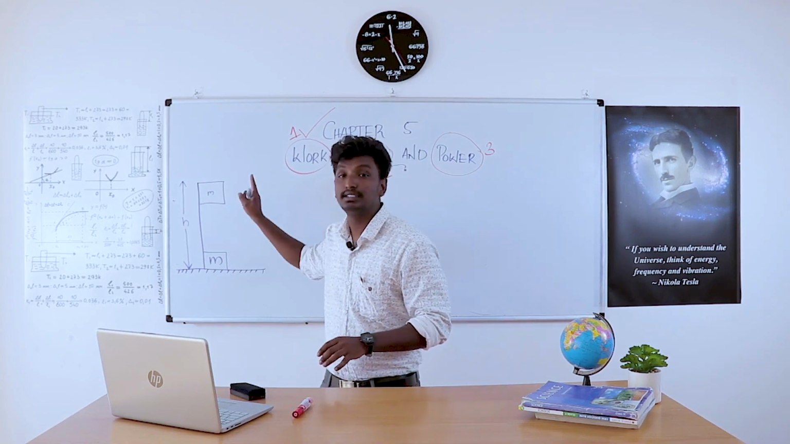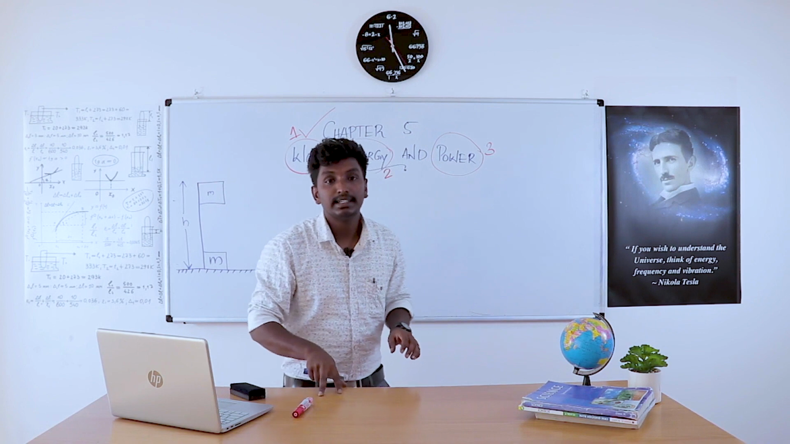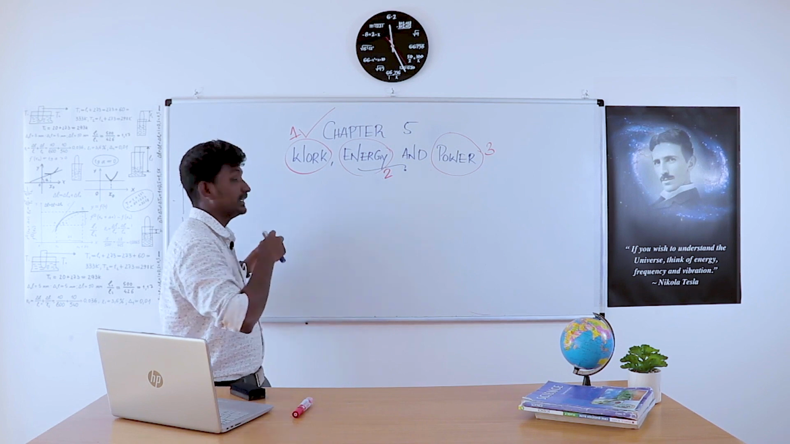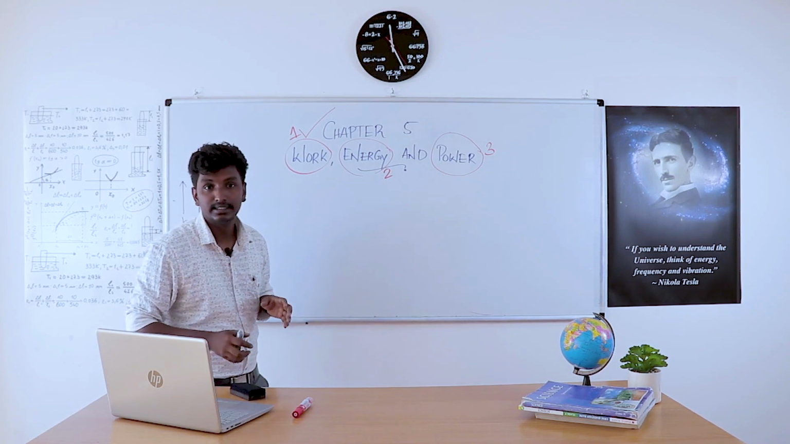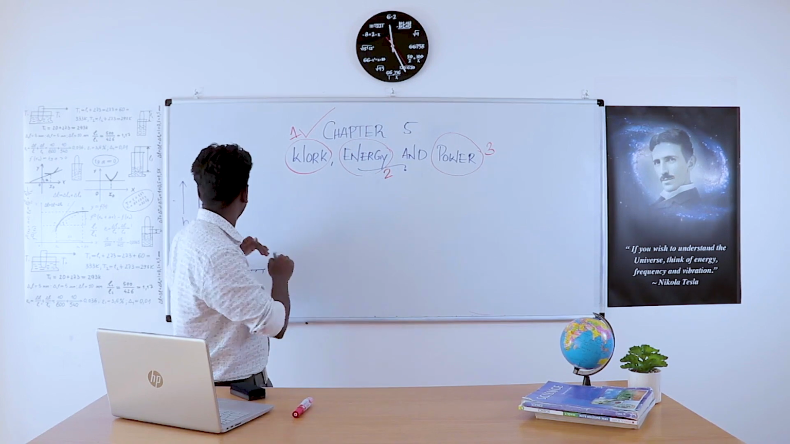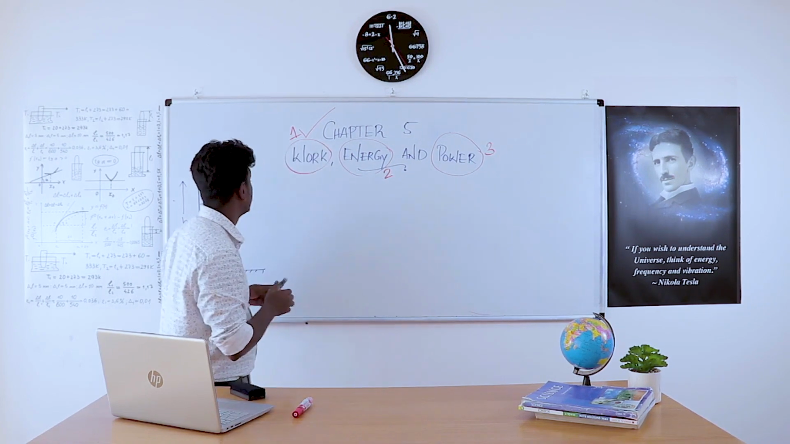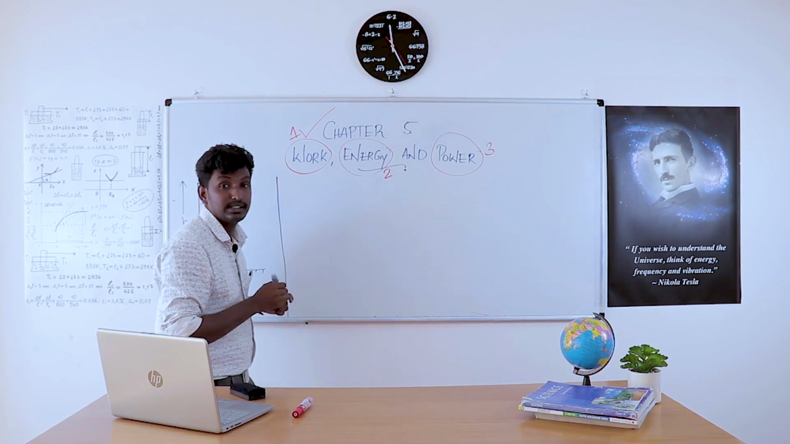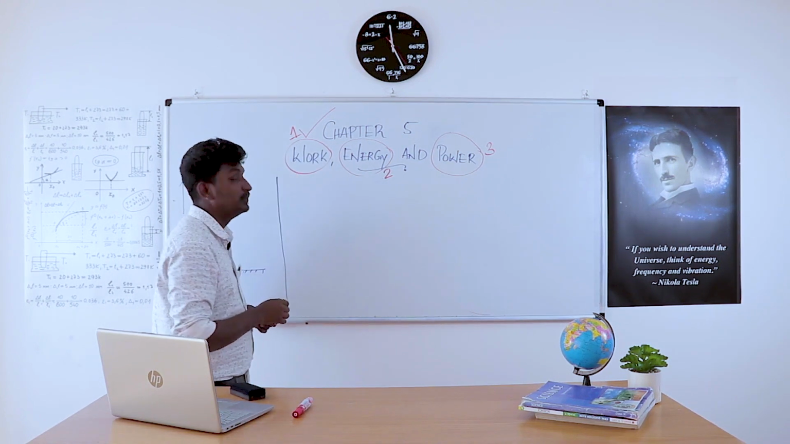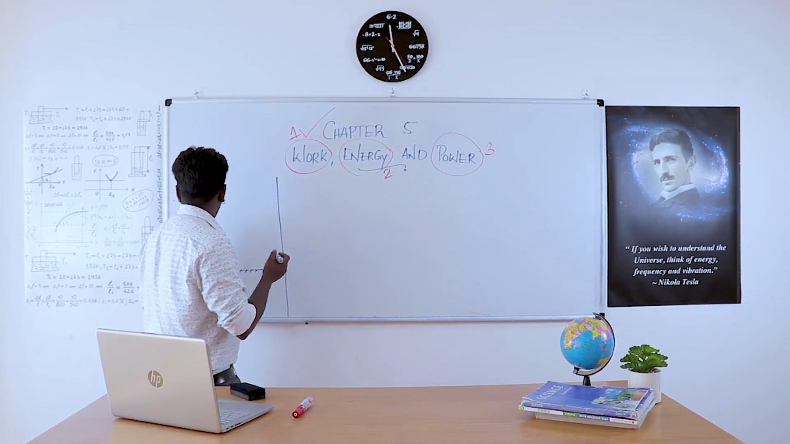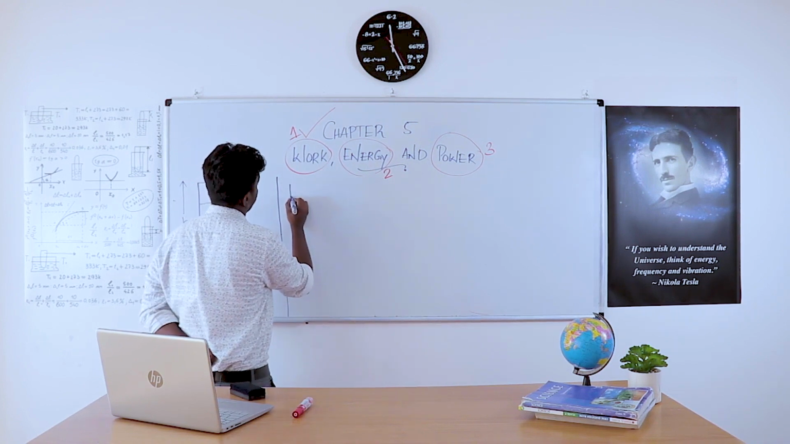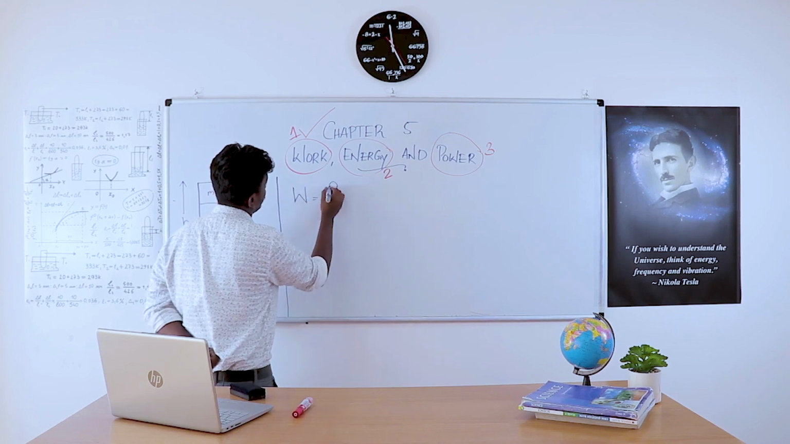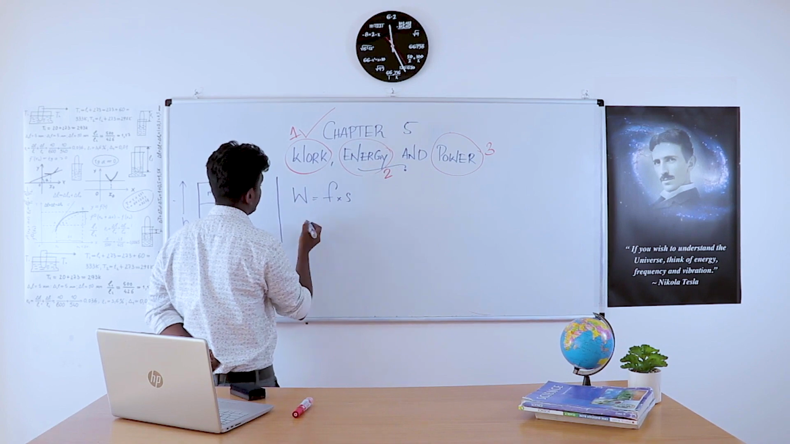To find the potential energy stored in this object, we have to find the work done in pulling or pushing, that is, taking the object to a height h. The work done in displacing the object to a height h is stored as potential energy. This is the initial condition, and we are going to find the work done in displacing the object to a height h. We already know that work done W is equal to force into displacement.